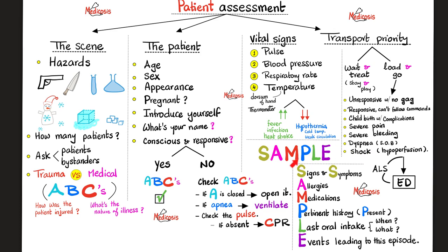Use the SAMPLE acronym to guide you. S for signs and symptoms, A for allergies, M for medications, P is for present medical history, L is for last oral intake, for example, the last meal, and what was the last meal, when was it, and what was the food, and E for the events that led to the episode.